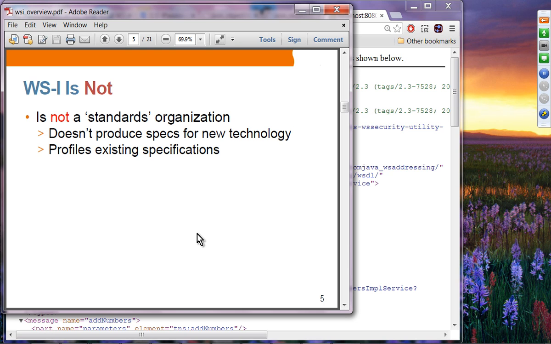WSI is not a standards organization, so it doesn't produce any specification. Basically, the charter of WSI was to create what is called a profile. Profiling is basically to provide a clarification of the interpretation of the specs. So it profiles existing specifications rather than creating brand new specifications.